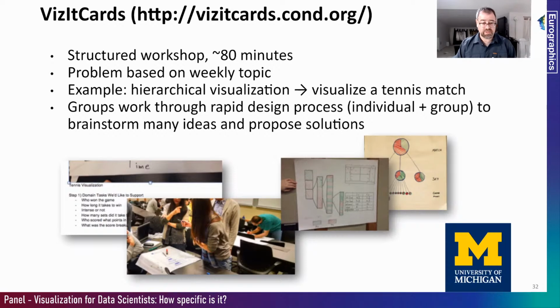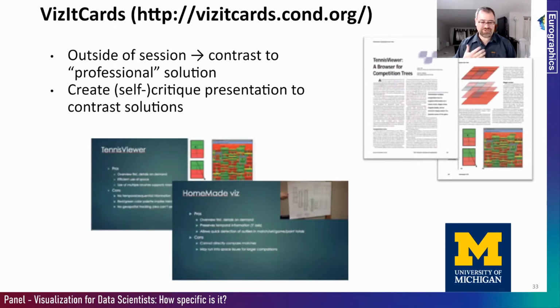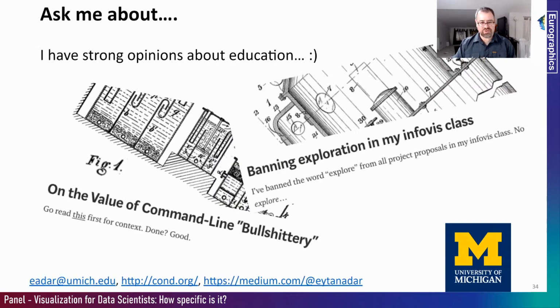What they do with that, if we go to the next slide, is I will then give them an actual paper to read that is the quote-unquote professional solution, which they have not been exposed to before. They have not seen the professional solution before their design activity, and that's on purpose. They have to read the professional solution and then create a critique or self-critique presentation contrasting their solution to the professional one. It encourages thinking about why they made certain choices and why the choices were good and bad. This has led people to think through the trade-offs one has to make in designing visualization. So instead of deciding why the professional solution stinks, which is what they default to without that exercise, they have to think it through. I'm happy to talk about that.